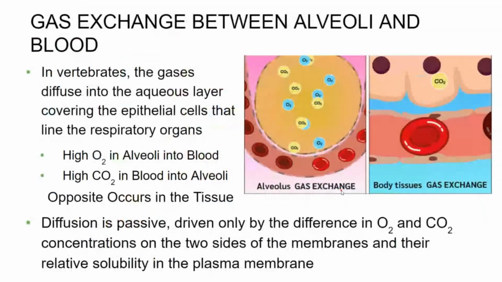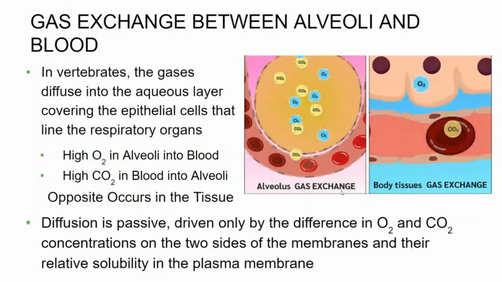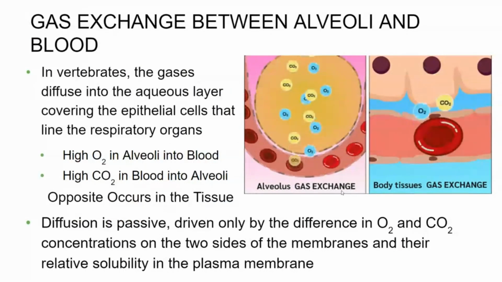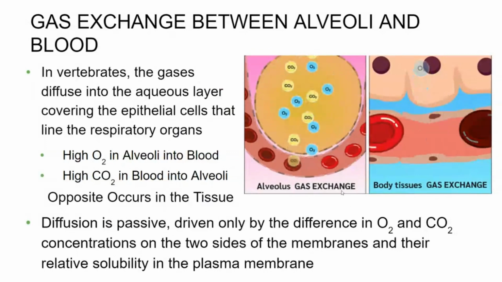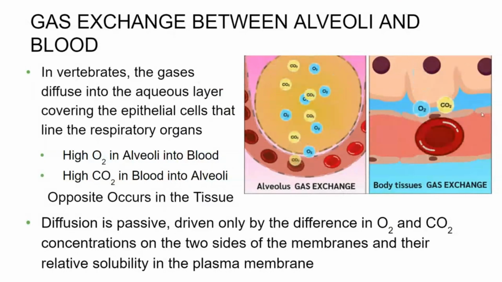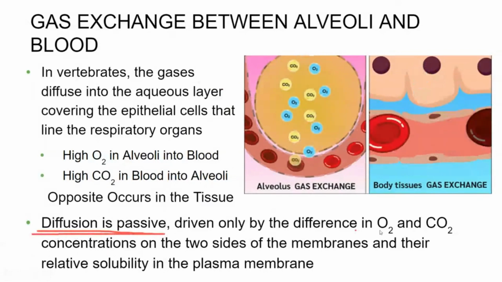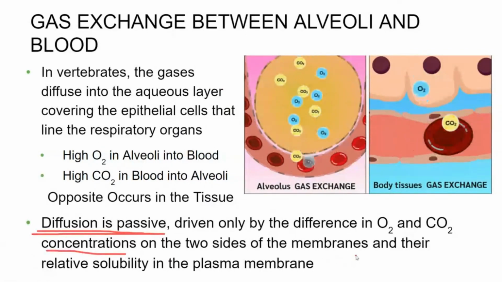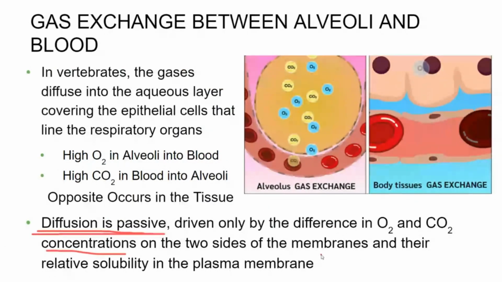So why does this happen? Well, we have high levels of oxygen in the lungs or in the water that the gills are in, and there's relatively less oxygen within the blood, which means that we already have a concentration gradient. And these gases only move by simple or passive diffusion, so they have to move with the concentration gradient. Remember, we're going to go from an area of high concentration to an area of low concentration.